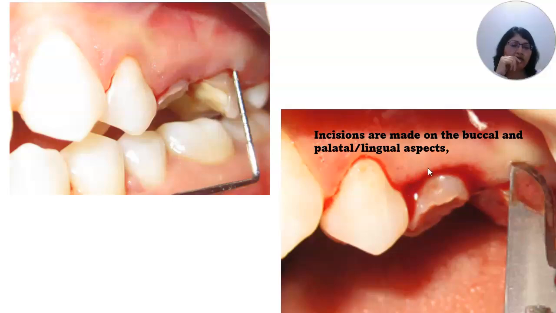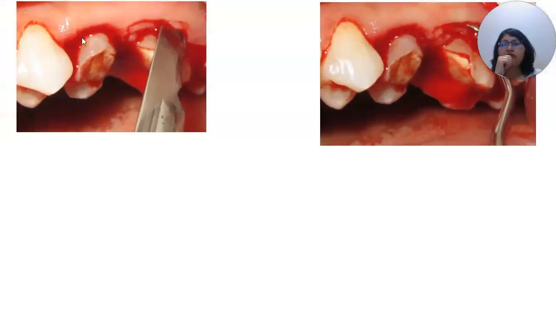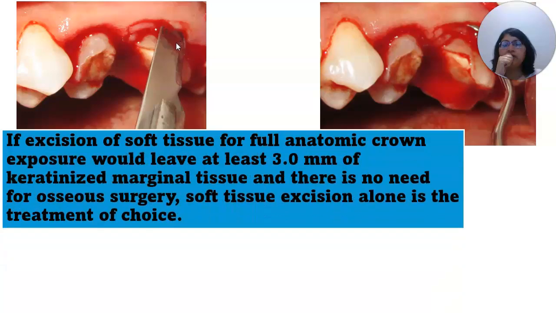So these are basically marginal incisions or scalloped incisions that you make. And after that, in another picture, you can see how I made the incisions on the palatal and the lingual. And then this is with my Kirkland knife, a gingivectomy knife. I'm just removing the soft tissue here.